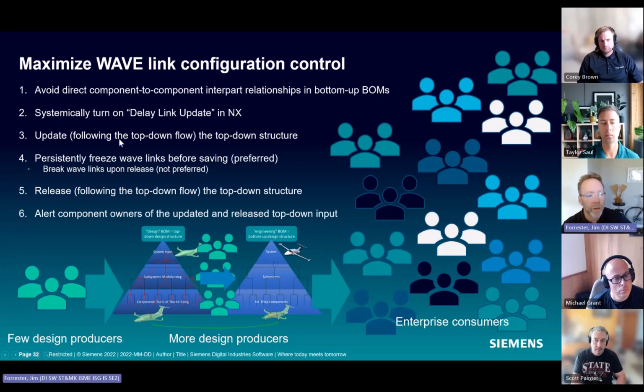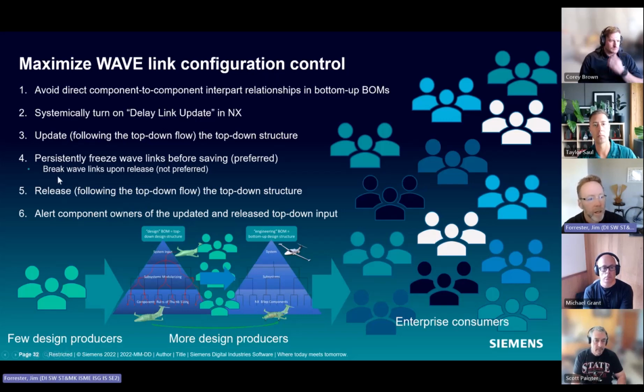Update following the top-down flow, the top-down structure. In other words, go from the top, update these parts and release them, go to the next level, update those parts, release them, go to the next level in a very systemic way. Again, like I just said, release top-down following this updating process. Oh, one thing I missed: persistently freeze wavelengths before saving.